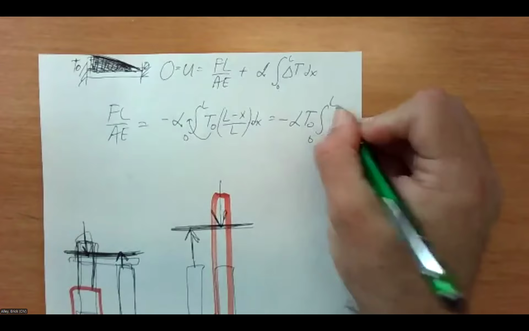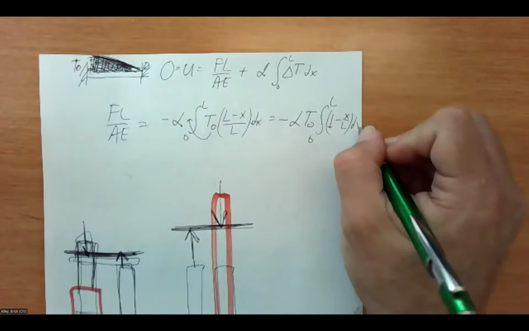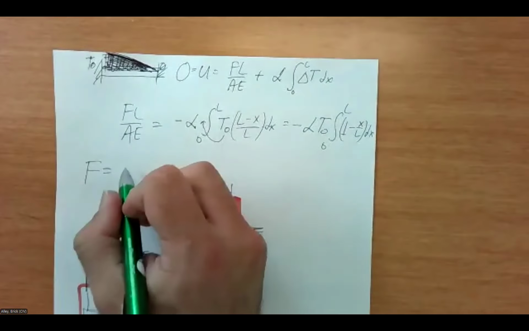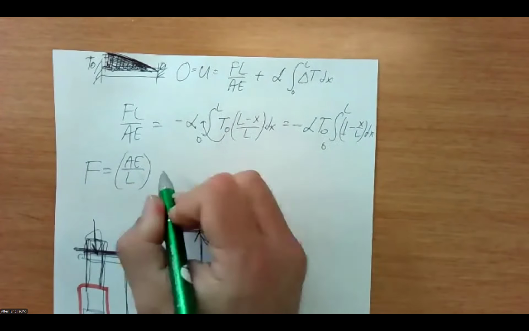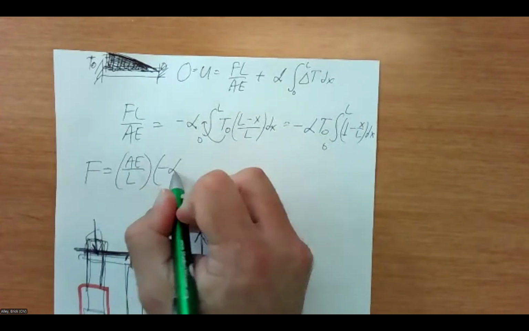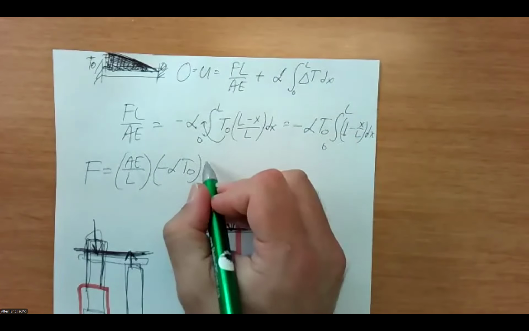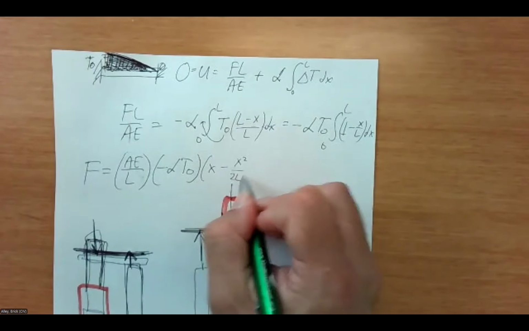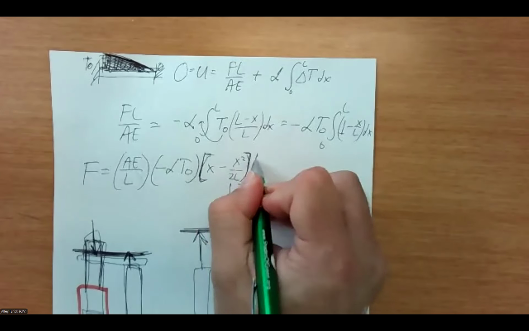So this one's going to be the integral from 0 to L. It's basically 1 minus X over L, if we want to break it into two pieces. So for my force, I can bring the AE over L to this side. And then up front, I've got minus alpha and T naught. I integrate up 1, it's just going to be X. And then I've got a minus X squared over 2L. And if I do my limits, it's from 0 to L.